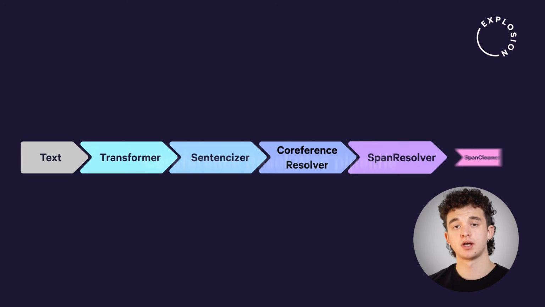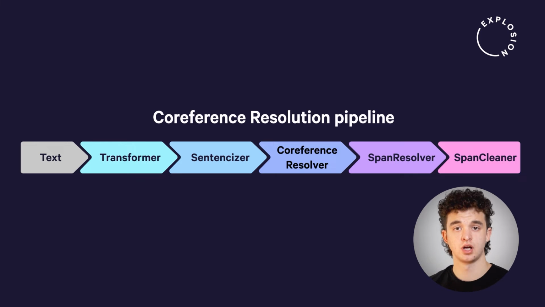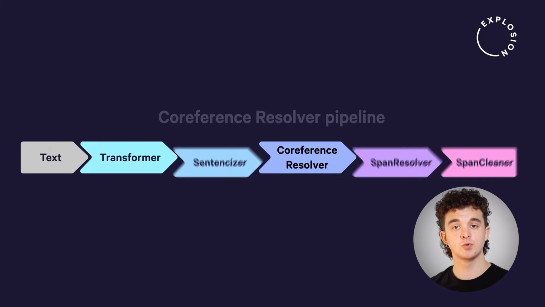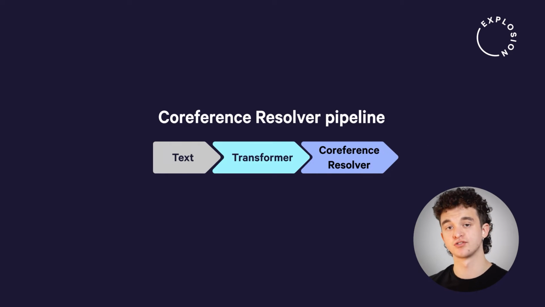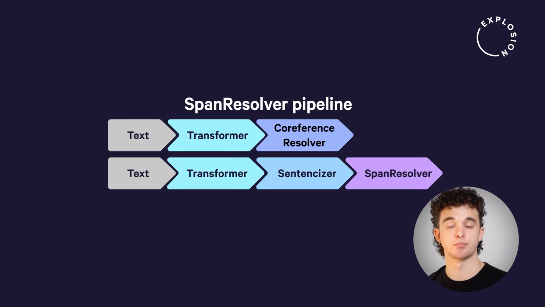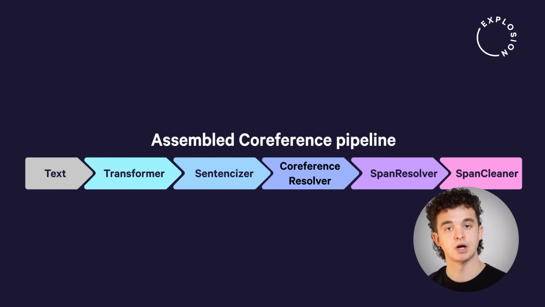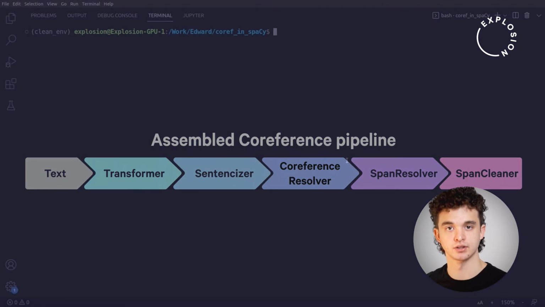The full Coref pipeline consists of 5 different components. However, in the project, we will separate the training into 2 pipelines. First, we have the Coref resolver pipeline, which consists of a transformer and a Coref component. We will then use the pipeline to generate training data for the next pipeline, the span resolver pipeline, which consists of a transformer, a synthesizer, and a span resolver component. Once both pipelines are trained, we assemble them together into one full pipeline and add one additional component, the span cleaner, which is used to clean up the outputs and make it more readable for the user.